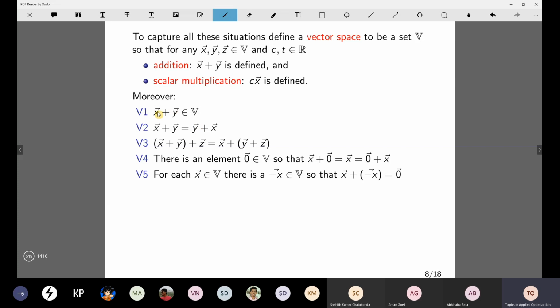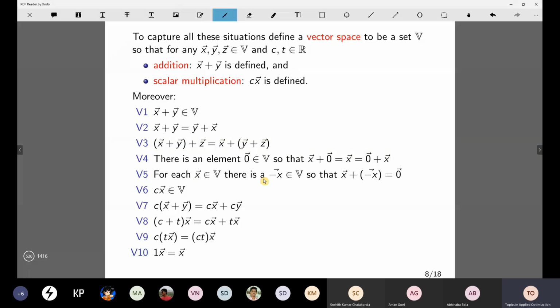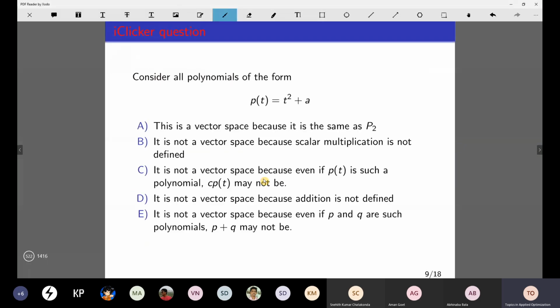Further properties, so this is a property of the vector space itself, and they are commutative over addition because addition is commutative. So they are distributive. There is an element 0 such that x times 0 is 0 times x and so on. And similarly, for each vector x, there is also a negative of that vector. So these are some of the more elementary properties.